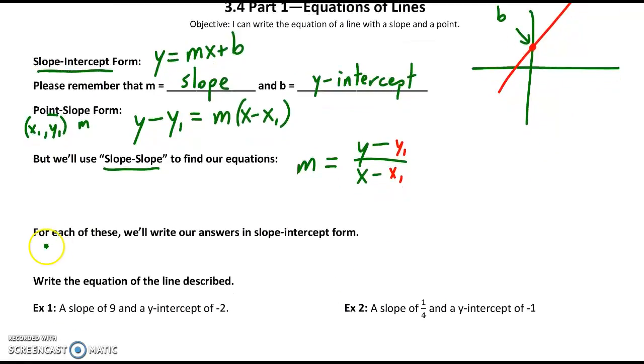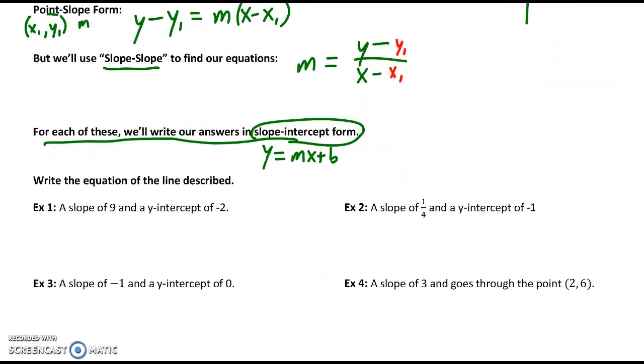Okay, for each of these, we're going to write our answers in slope-intercept form. I don't care what the assignment says. We're going to do all of ours in slope-intercept form. So they'll all be y equals mx plus b. They'll all be in that form. Okay? Let's try some out.